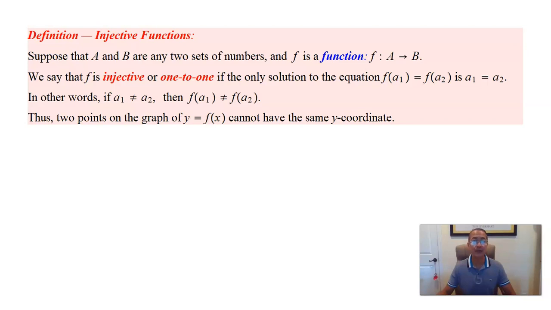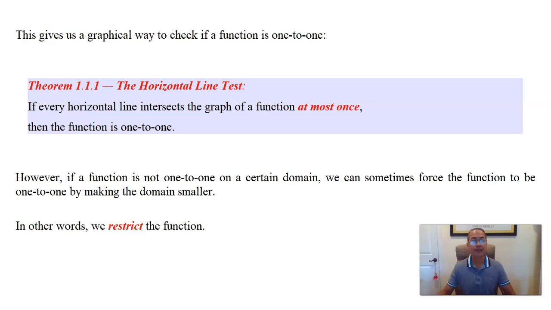So this means that if you plot the points corresponding to a1 and a2, they should not have the same y-coordinate. All right, so because of this condition, we have a graphical way to check, in other words, with our own eyes, when a function is injective. It's called the horizontal line test, and it basically means that every horizontal line must intersect the graph of the function at most once. In other words, you can't intersect it twice or more times.